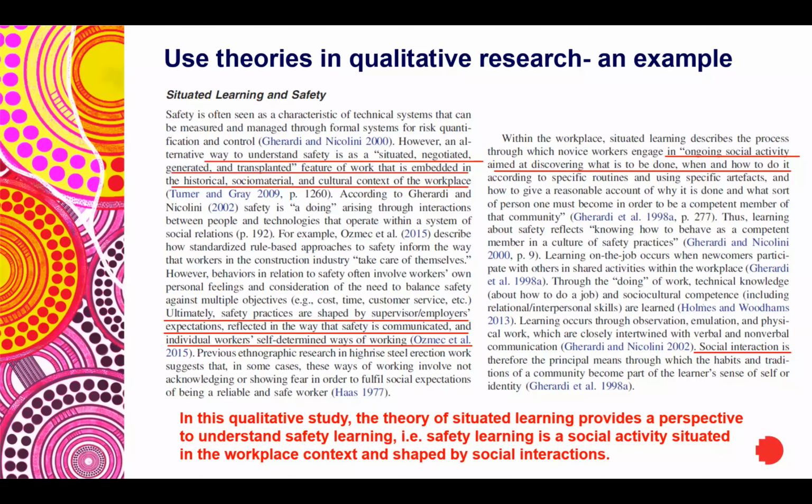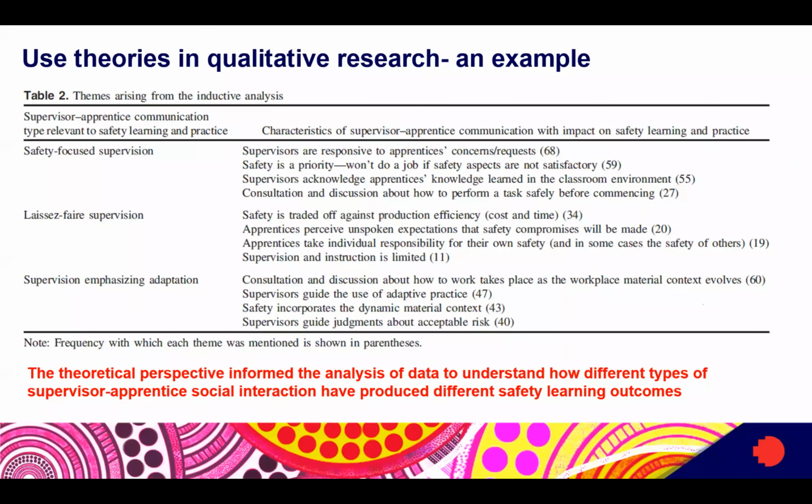So this specific theoretical perspective subsequently informed the analysis and interpretation of data to understand how different types of supervisor-apprentice social interaction have produced different safety learning outcomes. We identified three types of social interactions in our study, including safety-focused supervision, laissez-faire supervision, and supervision emphasizing adaptation in a situated work context. All these three different types of supervision or interaction have produced different learning outcomes in terms of safety for construction apprentices.